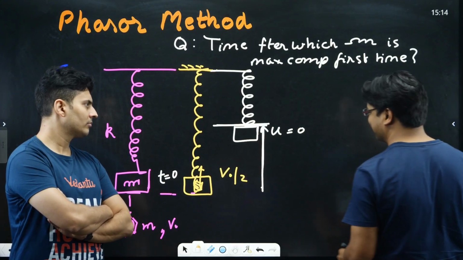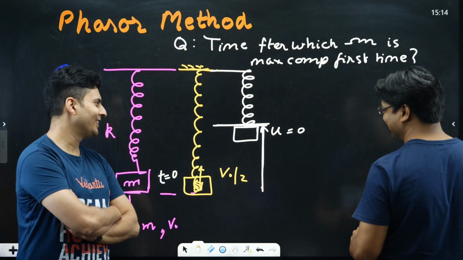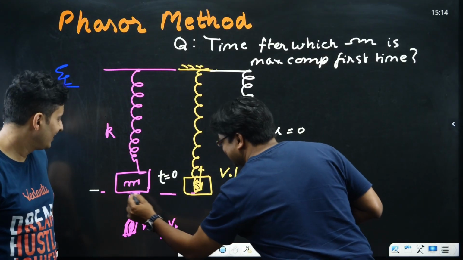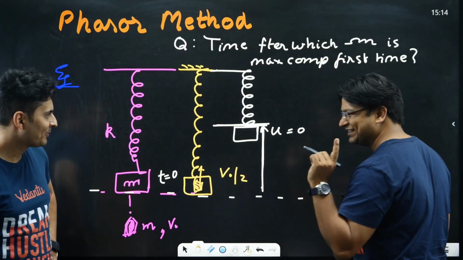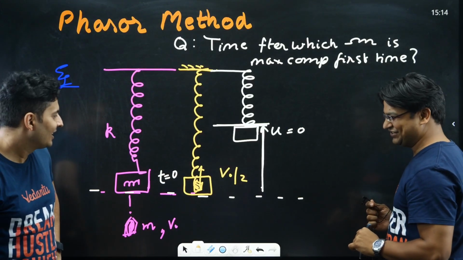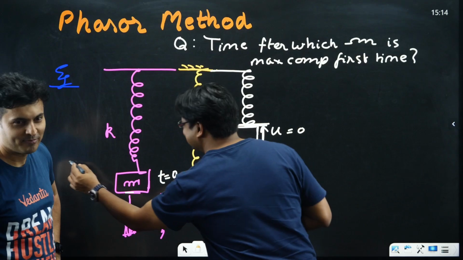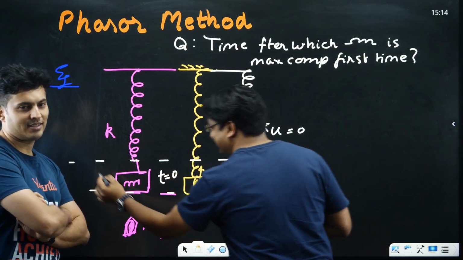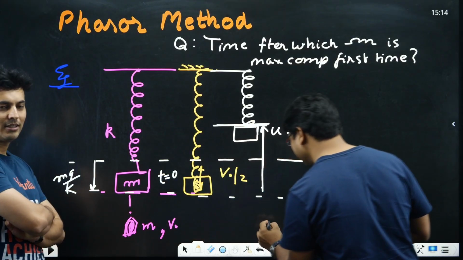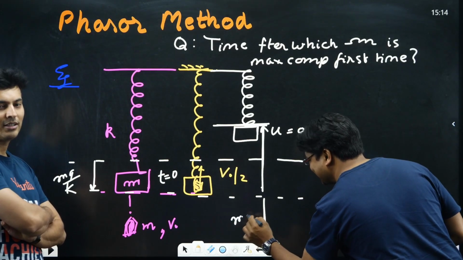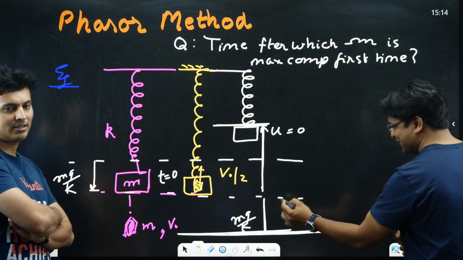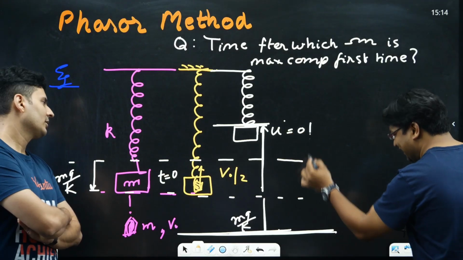If I tell you any further, I will reveal the trick, what the students miss. The point to realize is that this becomes our new equilibrium. The equilibrium position would have changed because of the doubled mass. If this is the natural length of the spring, then this elongation was already mg by k, and now the new equilibrium is at 2mg by k, which is further. So this is the new equilibrium, and everything has to be measured from here. So the distance from here to here becomes the amplitude.